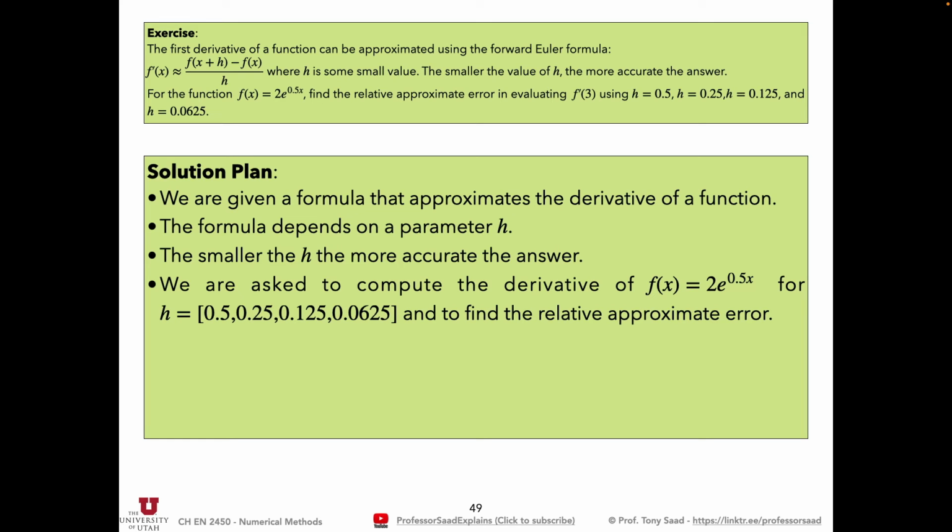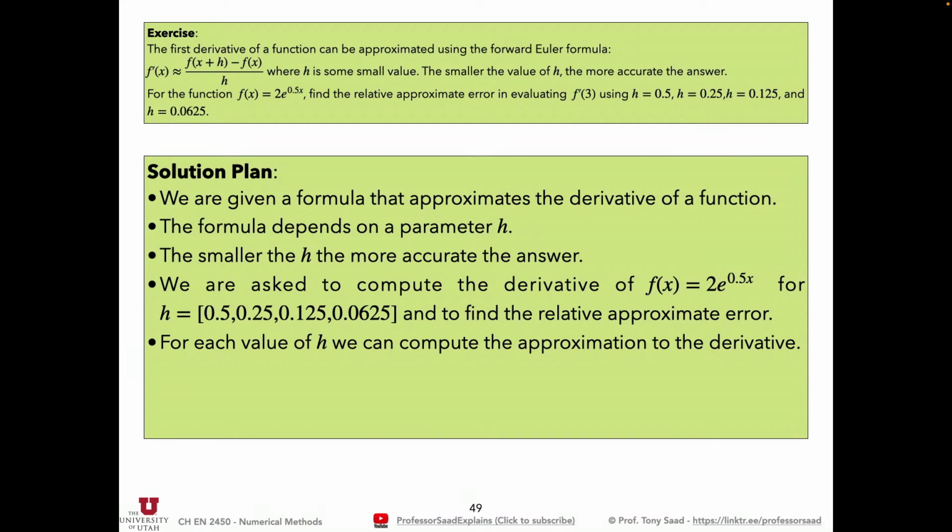So how do we find the relative approximate error? We need to evaluate the approximate derivative for each one of those values of h and take the difference between the better approximation minus the worse approximation and divide by the better approximation. Okay? And I'm going to do them successively.